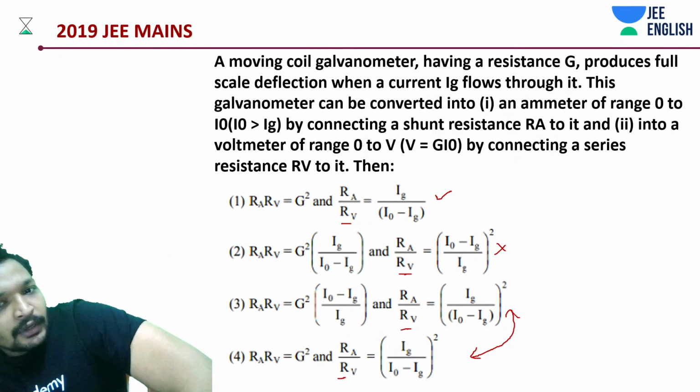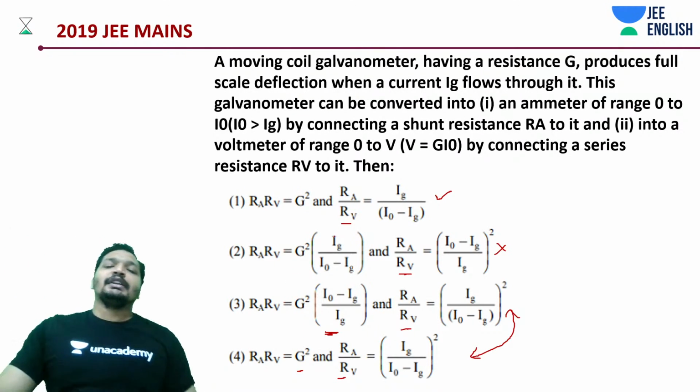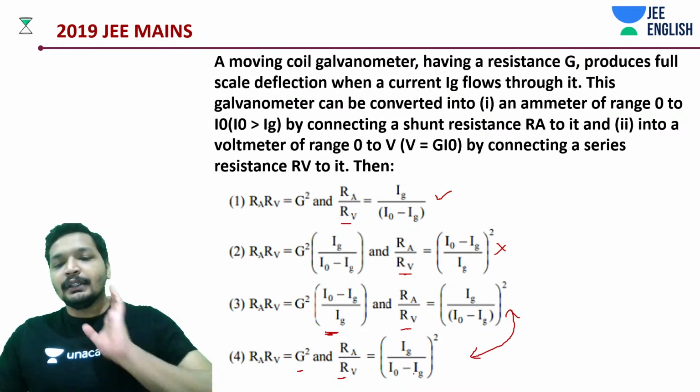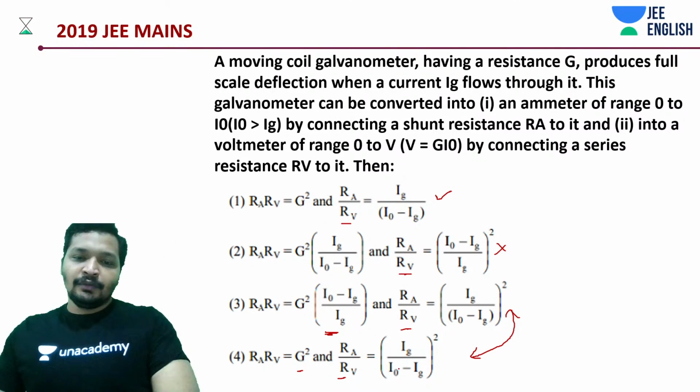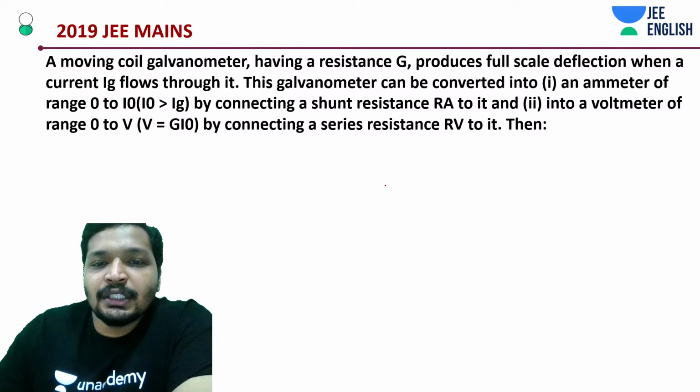Yeah, already got the answer. Oh no, there is a difference. Okay, Ra by Ra into Rv should be how much? We can't determine that without calculation. Let's calculate it. It can be any of these, but it's a very interesting question.